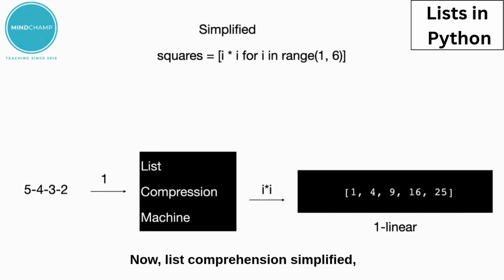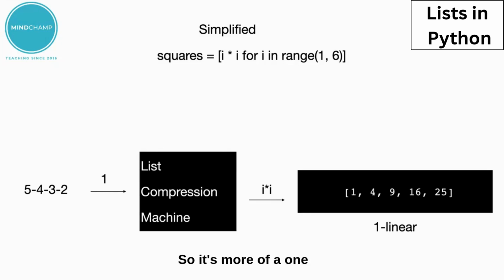Now, list comprehension simplified. This line of code I have here does everything from the previous code. It's the same logic. It's just one compact expression. It's cleaner, faster, and easier to read. It will still loop through numbers 1 to 5. It will square each and add it to the list. Instead of using append, I'm just doing it in one compact expression to make it faster and to allow my code to look neater.